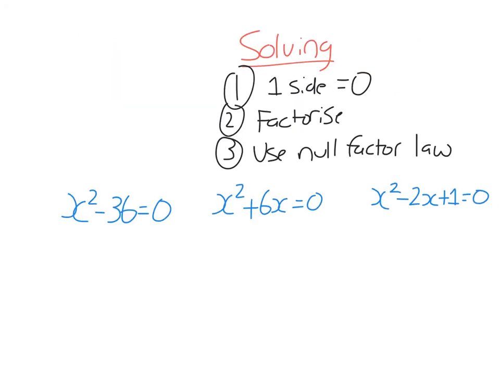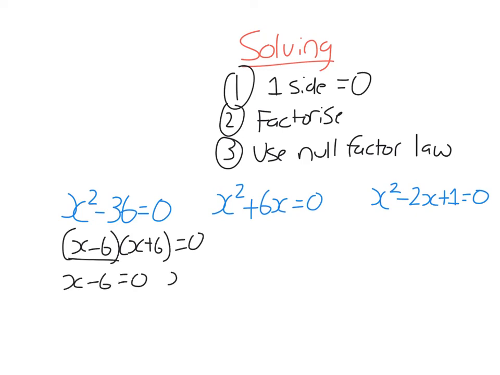So we're going to solve each of these quadratic equations using the steps on your screen. So firstly, one side must be equal to 0. That's actually done in all of these ones. So what we're going to need to do is factorize and then use the null factor law. So for the first one, it's difference of two squares. So we factorize it like this. So the null factor law in step 3 says either the first thing equals 0, so if x minus 6 equals 0, x equals 6, or the second thing equals 0, which in this case means x is minus 6. So when you're solving quadratic equations, there are usually two solutions.